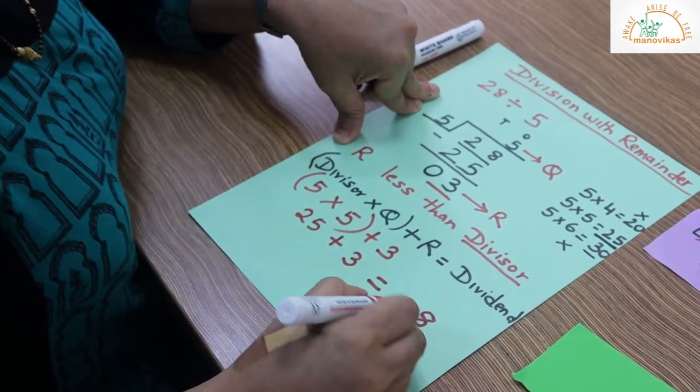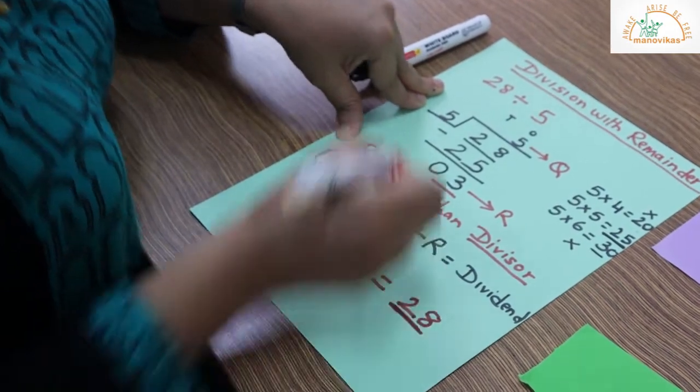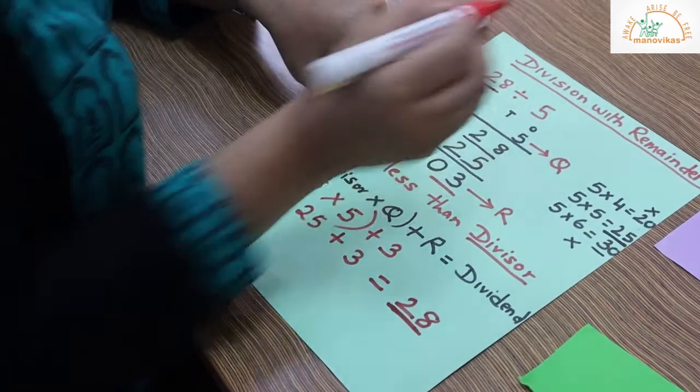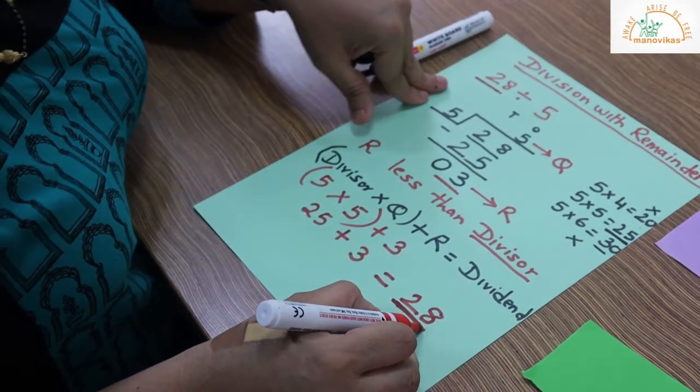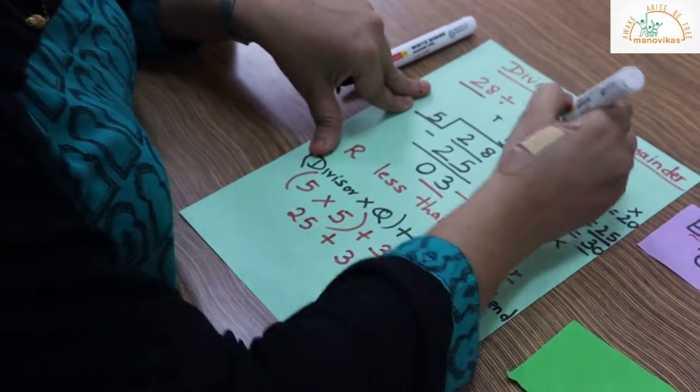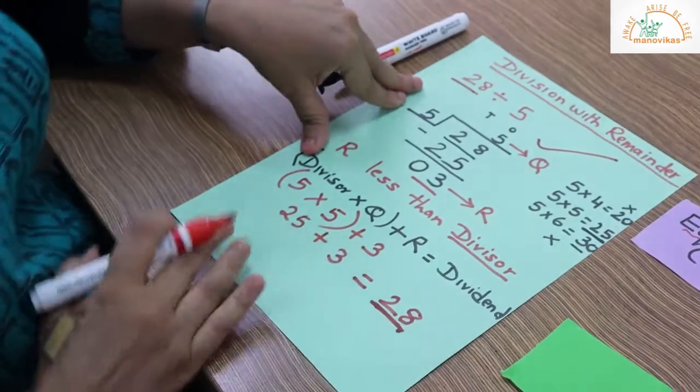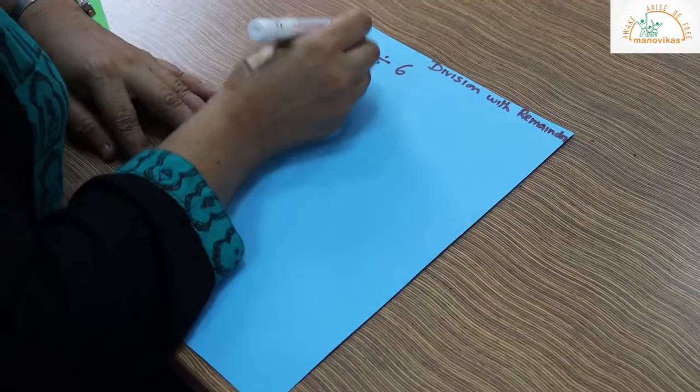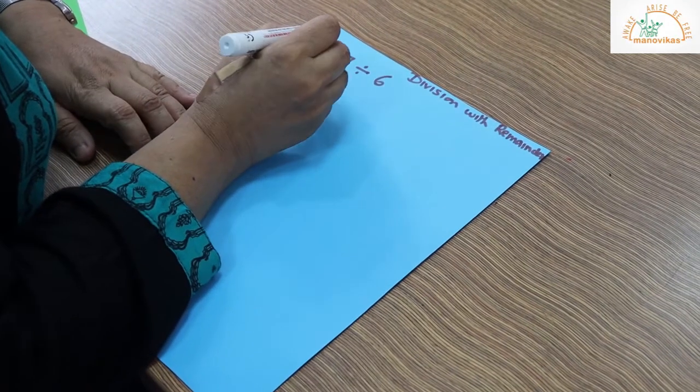28. So, have you got the same number here? Dividend? Yes, the dividend is the same. That means your answer is correct. Look at the next example.